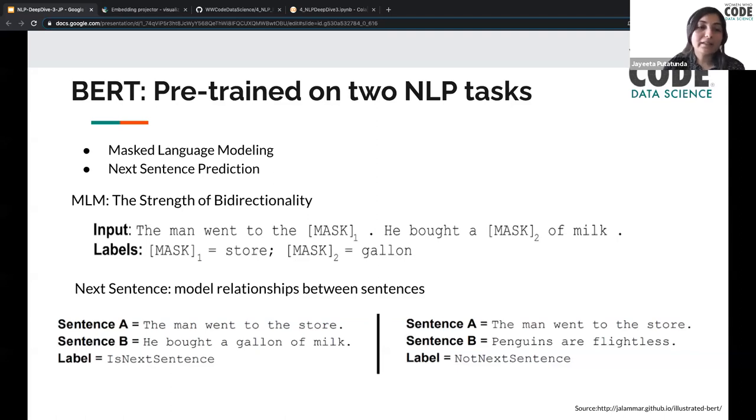And there are also next sentence relationships. If the sentence is "the man went to the store and he bought a gallon of milk," the label is next sentence, because it makes sense contextually. But if the sentence is "the penguins are flightless," that doesn't have any relation with "the man went to the store." So the label would be non-next sentence.